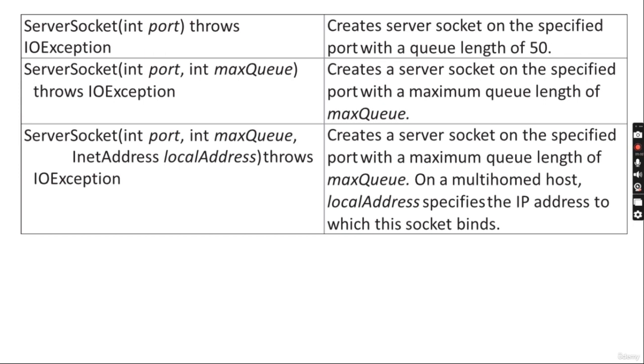Creates a server socket on the specified port with the max queue length of max queue on a multi-home host. Local address specifies the IP address to which this socket binds. It is used on a multi-home host PC. Local address tells the IP address to which this socket binds.